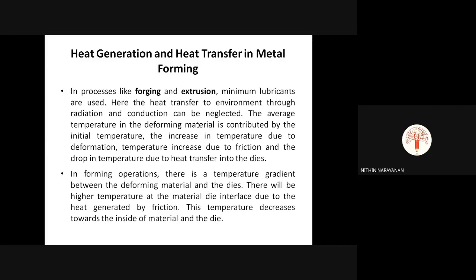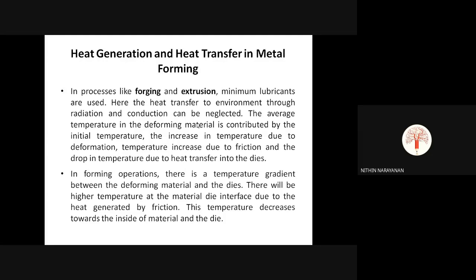If we look at the different metal forming processes one by one, in processes like forging and extrusion, minimal lubricants are used. So here the heat transfer to the environment through radiation and conduction can be neglected. Here the average temperature in the deforming material is contributed by the initial temperature only. So in the case of forging and extrusion, the average temperature in the deforming material is mainly determined by the initial temperature.